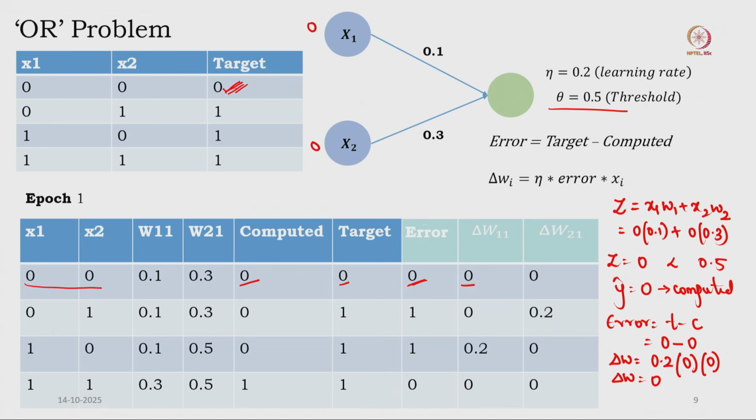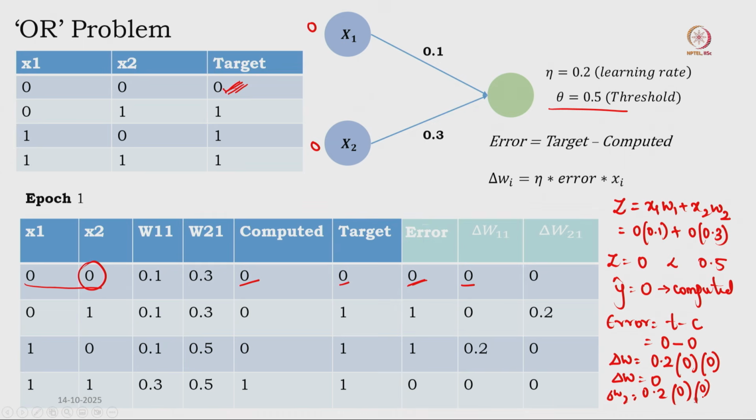In a similar way, let us see how we get the delta W2 value. Delta W2 is the learning rate, which is 0.2, times the error value, which is 0, and with respect to x2, we are calculating, x2 is also 0.